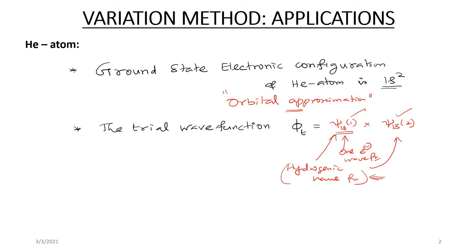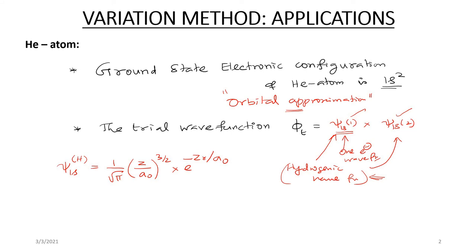Now we know very well the wave function for the 1s orbital of hydrogen. The wave function for the 1s orbital of hydrogen-like species can be given as 1 by root pi, Z by a naught whole power 3 by 2, into e power minus Z r by a naught. This is the wave function for the 1s orbital of the hydrogen atom and hydrogen like ions.